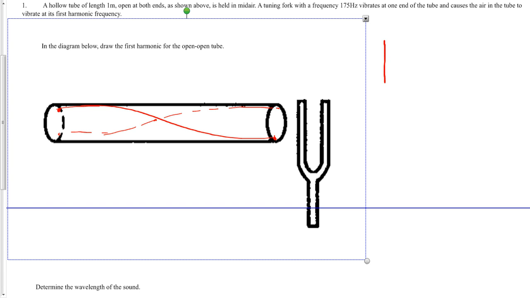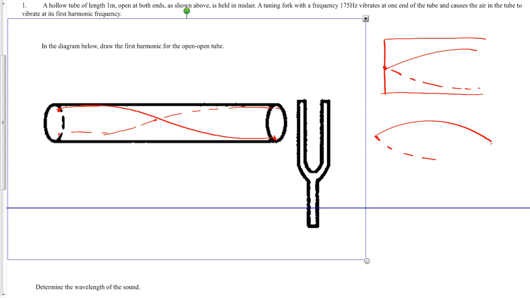So a lot of you drew the harmonic for this, or for a fixed string, nodes at both ends, it would look like that. But for an open tube, you must have an antinode at open ends. So that's what the first harmonic looks like.